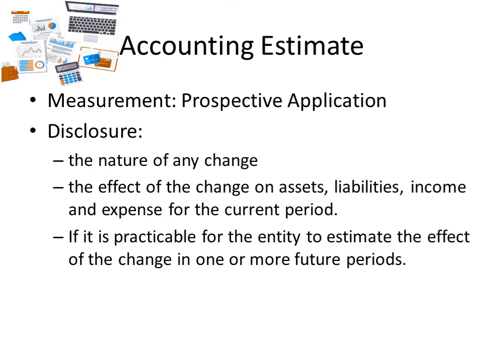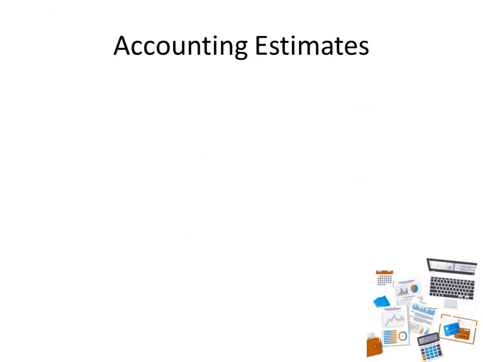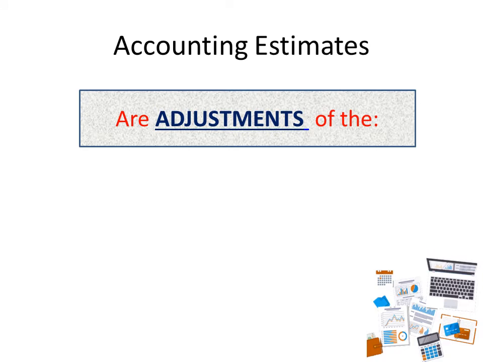The effect of change on the assets and the liabilities, because for example, assets' life, amounts, liabilities, why do we have the provisions for the warranties, and then the income and expenses for the current period. And if it's practicable for the entity to estimate the effect of change to one or more periods, because take note, it's prospective on the succeeding period. So let's take a look at our example.